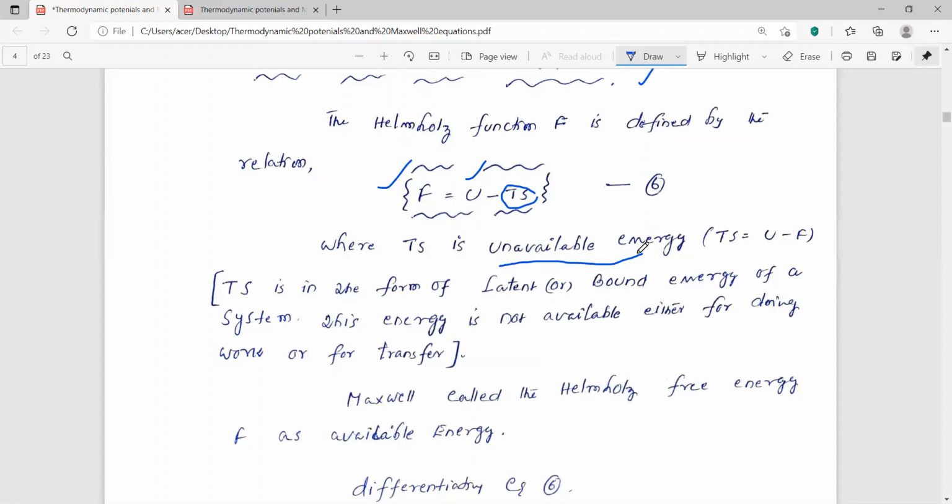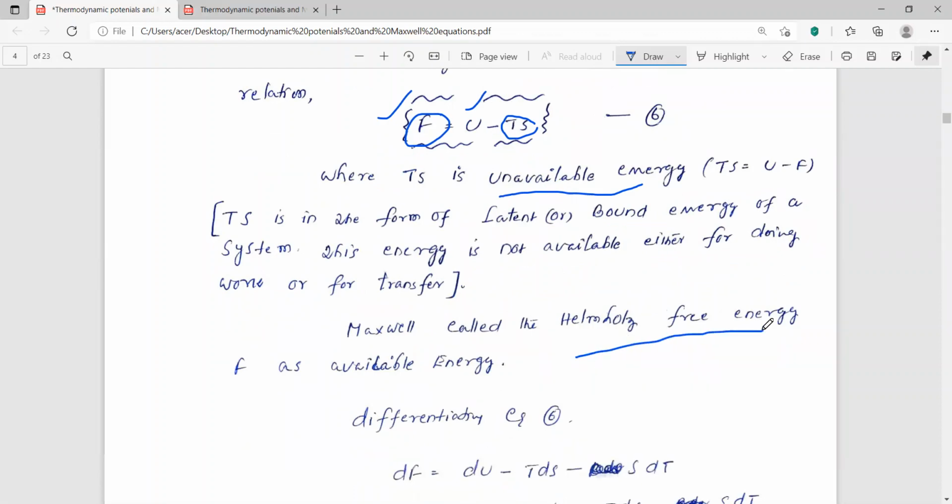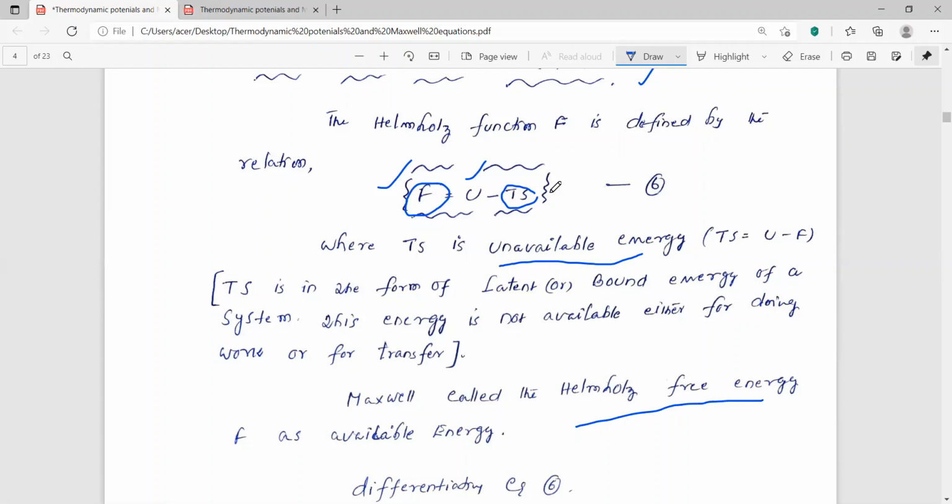In every system, there is some energy that is unavailable for either doing work or for transfer. This unavailable energy exists in the system, and it can be represented by T into S. If you subtract this unavailable energy from the internal energy, you get the available energy, which is nothing but the Helmholtz function. So we can call the Helmholtz function the Helmholtz free energy. Why? Because this is the energy available either for doing work or for transfer. So the Helmholtz function is defined by the relation F equal to U minus TS, where U is the internal energy and TS is the unavailable energy.